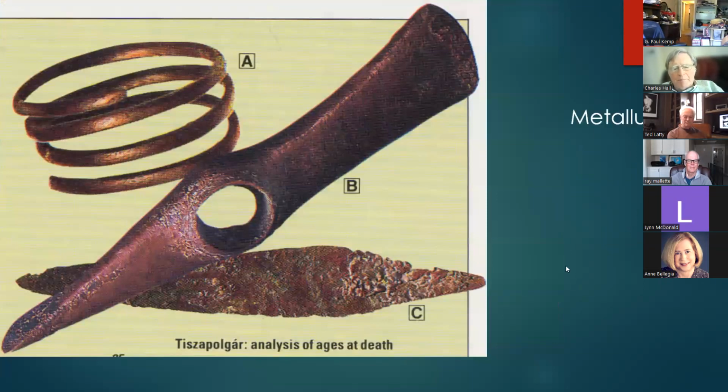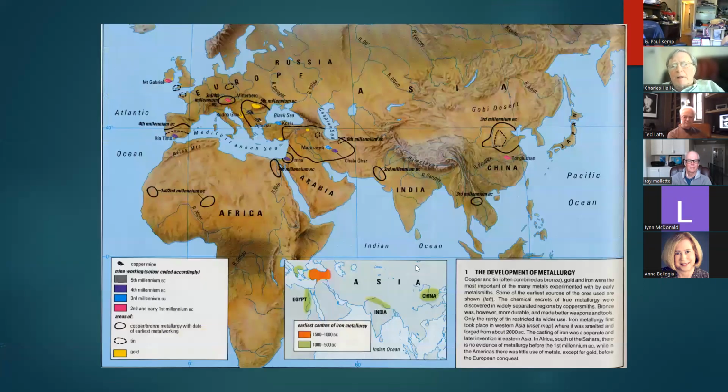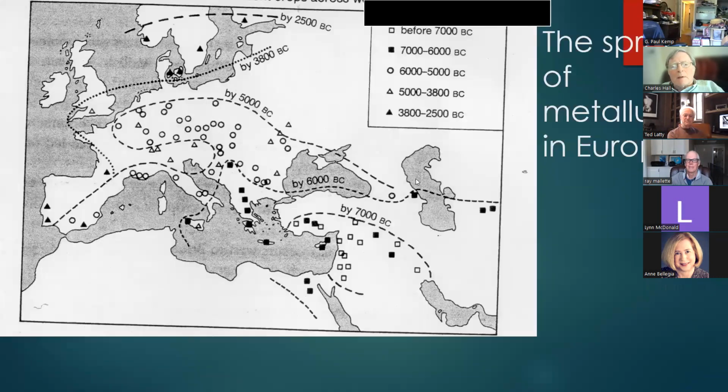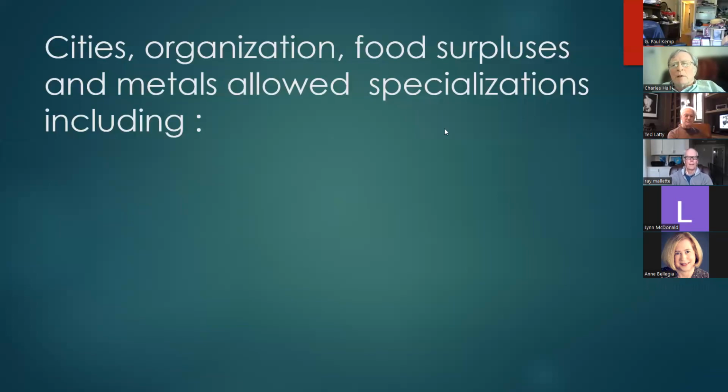Metallurgy came along in various places around the earth, and we can find ancient hearths of how they made metal, and it spread northward into Europe. This was 7,000 BC and 5,000 BC and 2,500 BC. You can see metallurgy spreading.